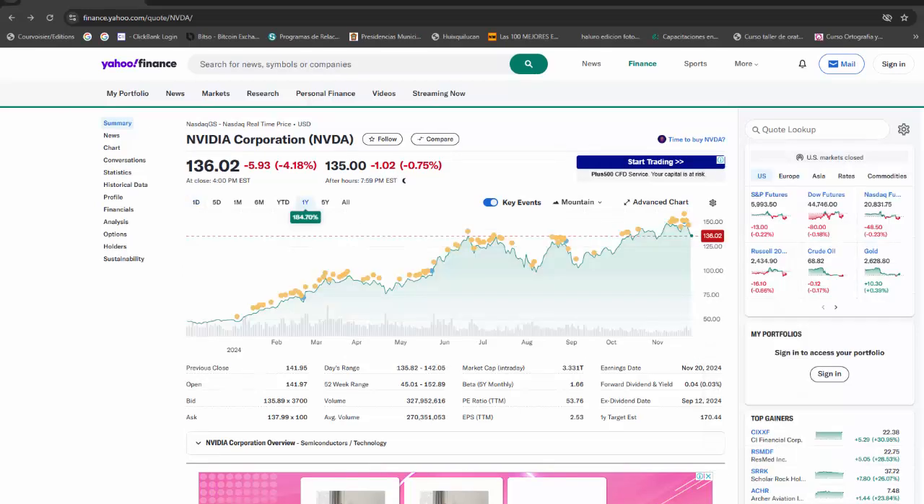Now, usually Nvidia doesn't trade at that P/E ratio. It usually trades around 50x, which means that it's very likely that investors will jump at this opportunity to buy the stock and drive its price higher. So that would mean it's a good investment at this time.